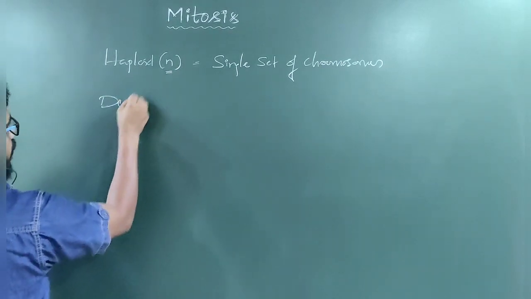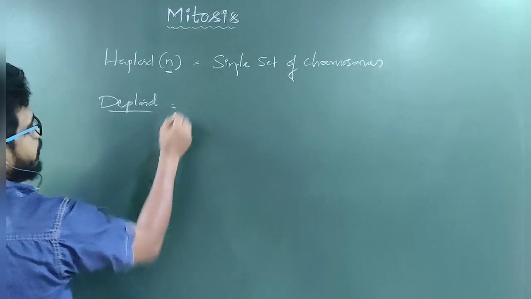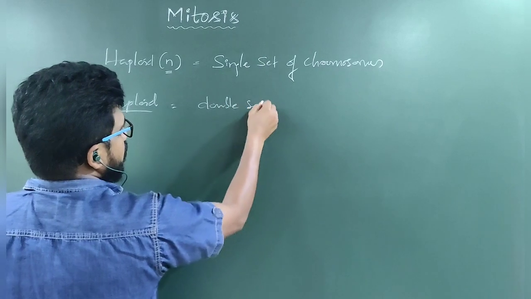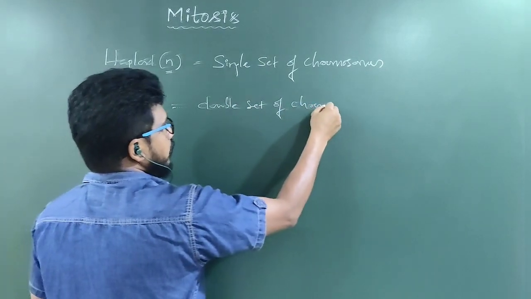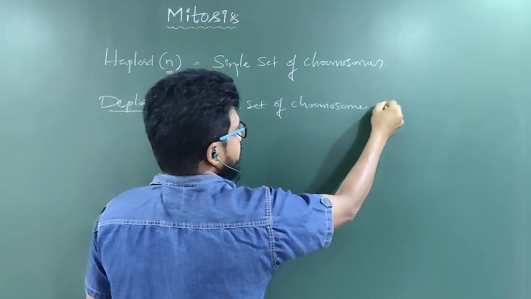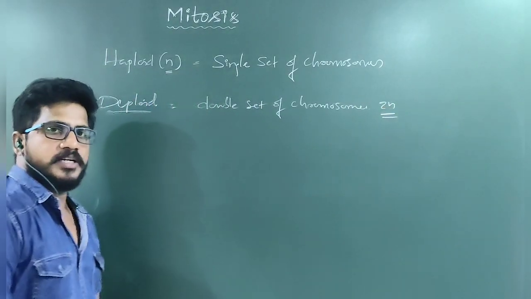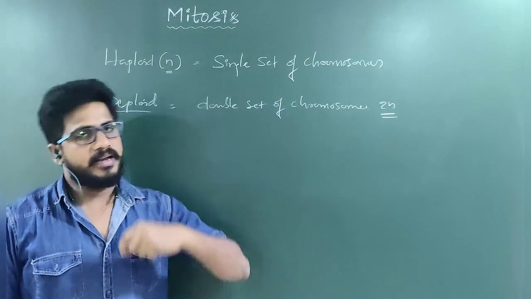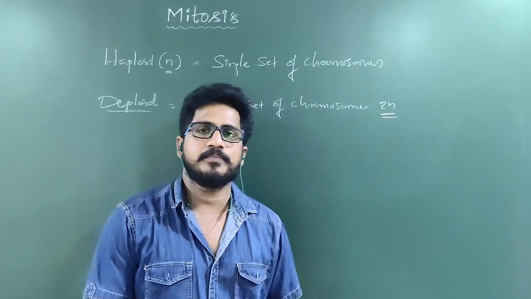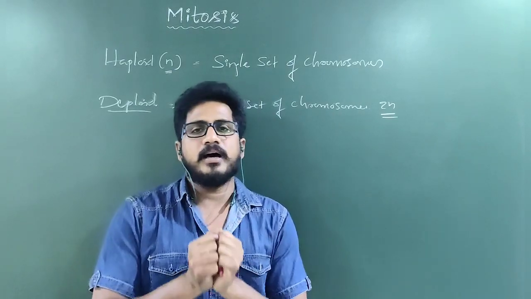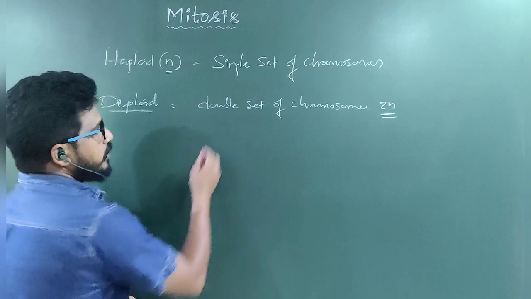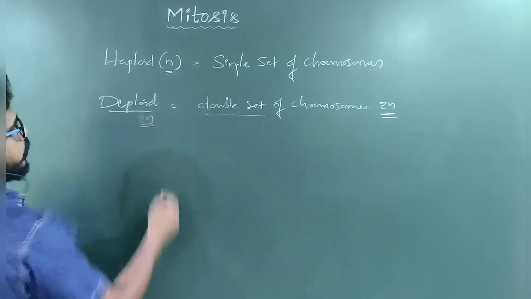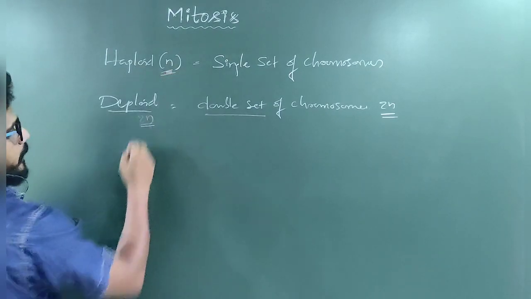Whereas, what is diploid or diploidy? Diploidy means double set of chromosomes. It is indicated by 2n. Generally, all cells except reproductive gametes in our body or any living organism body in the case of a eukaryote are in the diploid state. So diploid state means double set of chromosomes, indicated by 2n. Haploid is n, diploid means 2n.